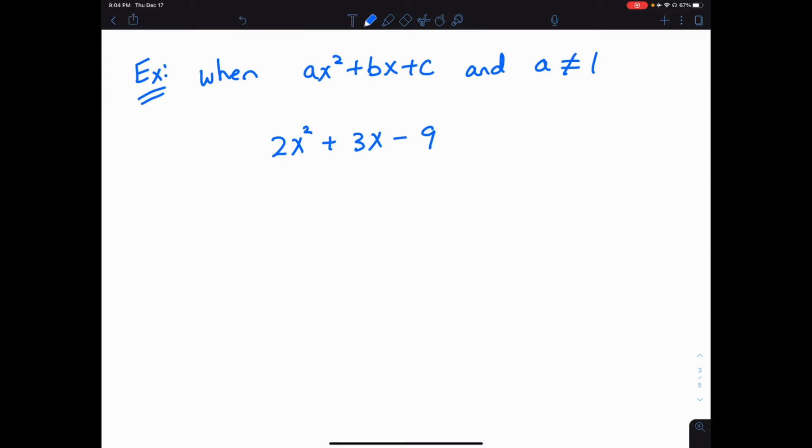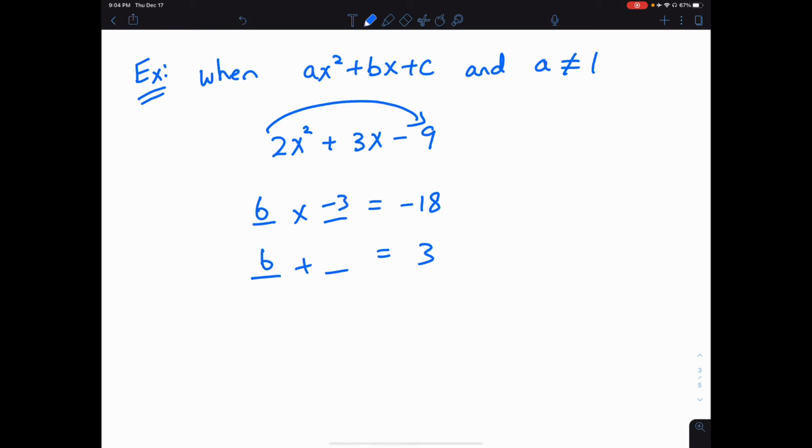So for this one, same thing. We look for the multiplication number first. So all the setups are always the same. So we multiply to get, in this case, negative 18, and we add in this case to get us 3. The two numbers here that we need are going to be 6 and negative 3.